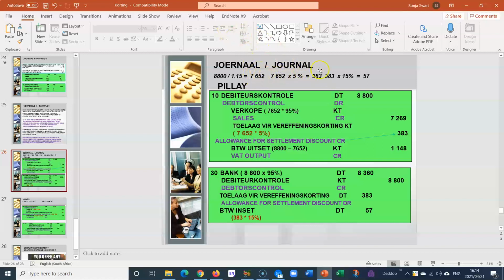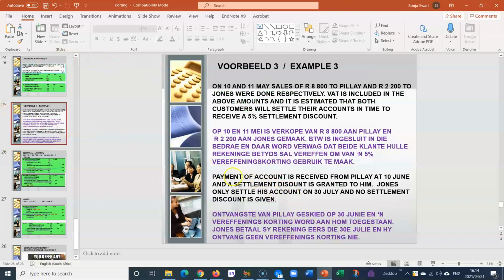Take the VAT exclusive amount and break it down into the two legs. 5% of the VAT exclusive amount, i.e. 383, will go to my allowance for settlement discount, 383. 95% of the VAT exclusive amount of 7,652 will be credited against my sales account, 7,269. Great, now let's see when did settlement take place.